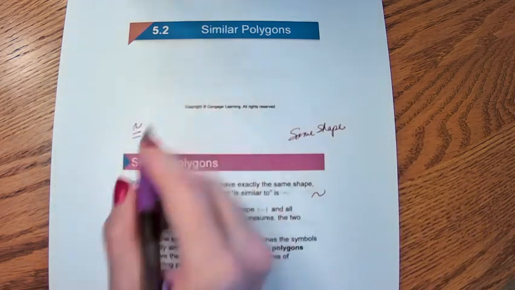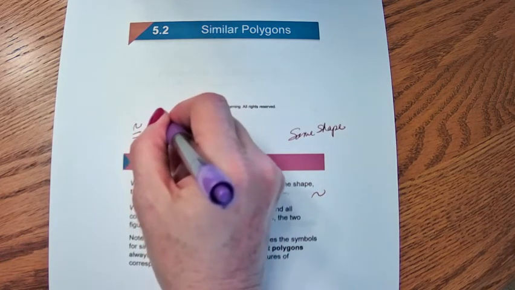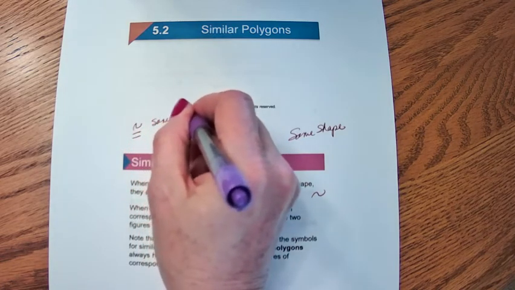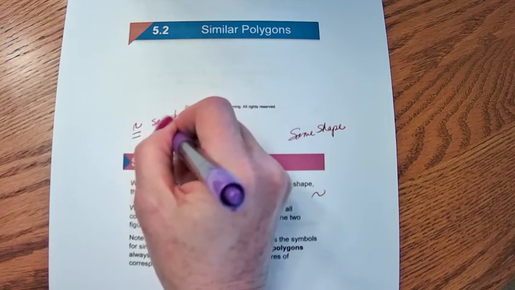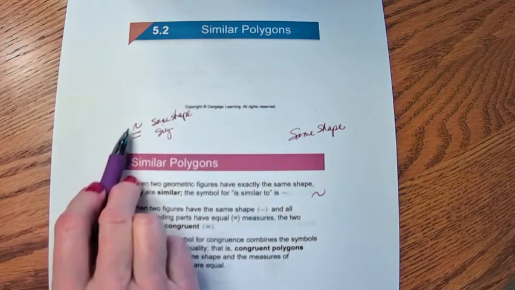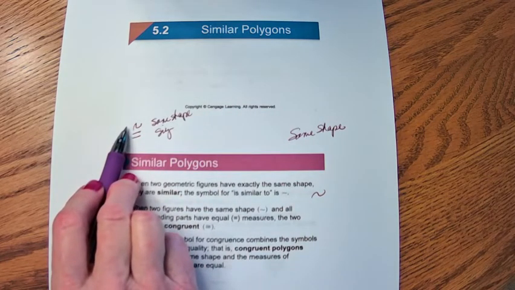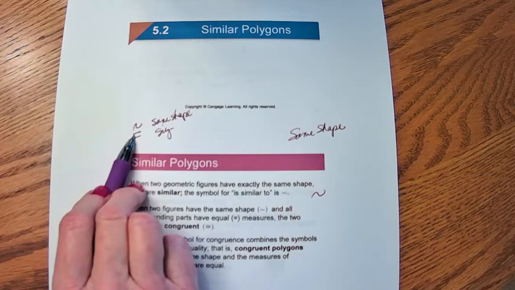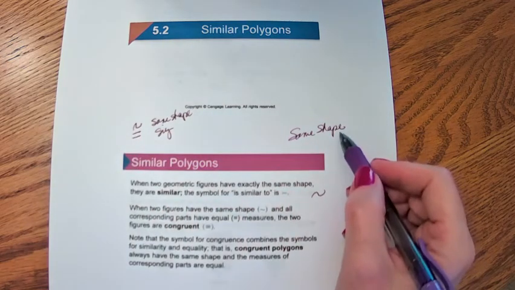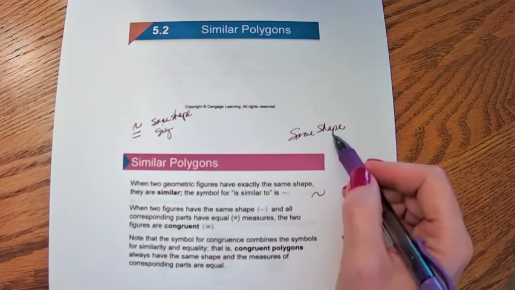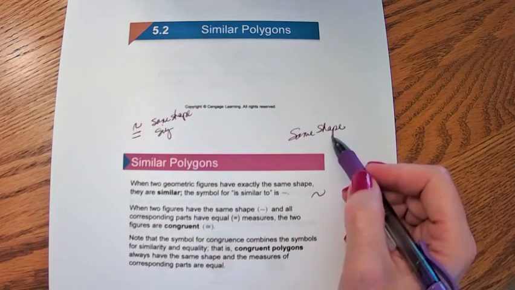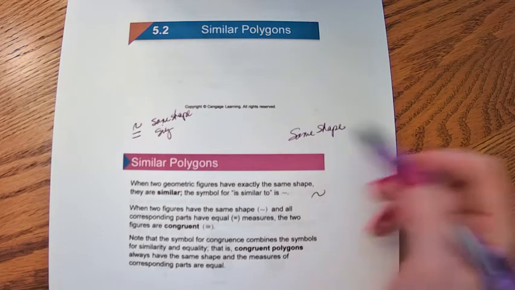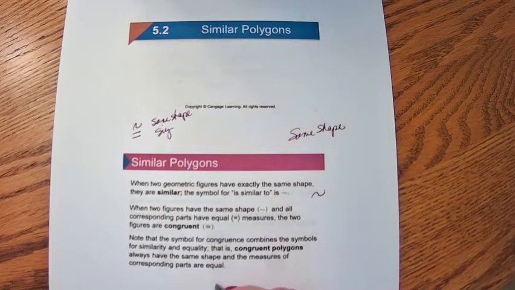Now let's remember, congruent means same shape and size. Two triangles or two quadrilaterals or two pentagons have the same shape and the same size if they're congruent. If they are similar, they have the same shape, but they are not the same size. One is an enlargement of the other.